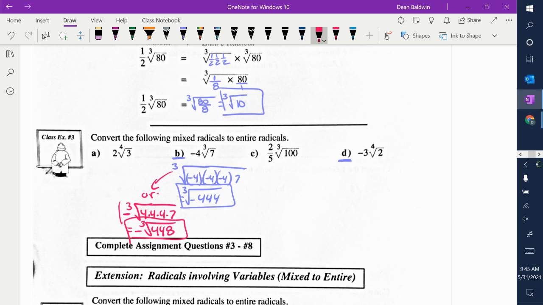Just be aware that if it's an odd index number, you can either put it inside or leave it outside. If it is even, you need to leave this negative on the outside. So D, you would write negative, and I'd put in 3 4s, or 4 3s, sorry, times the 2 to get negative 4th root of 162. That's the only answer.